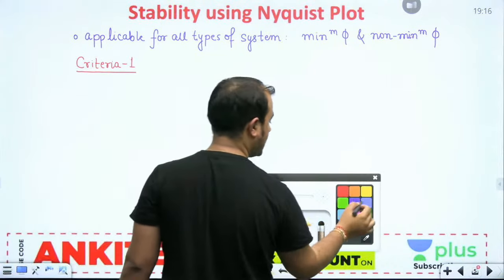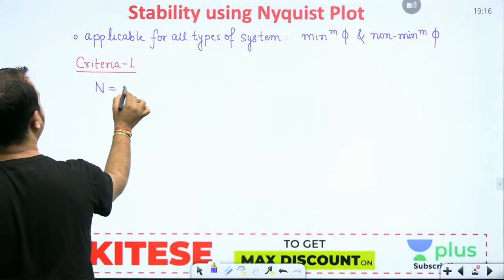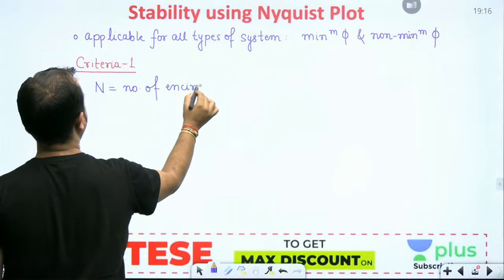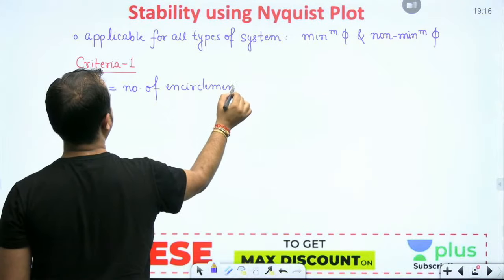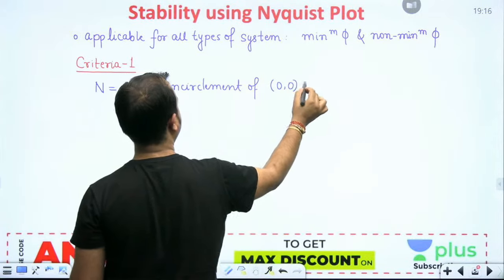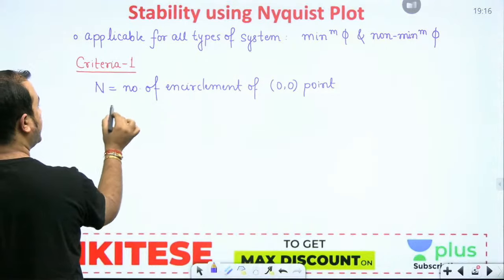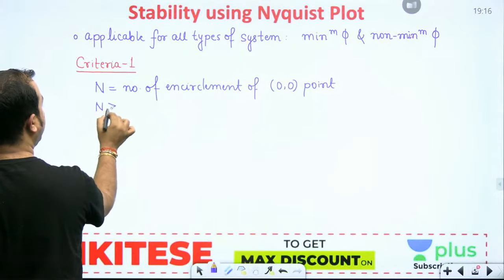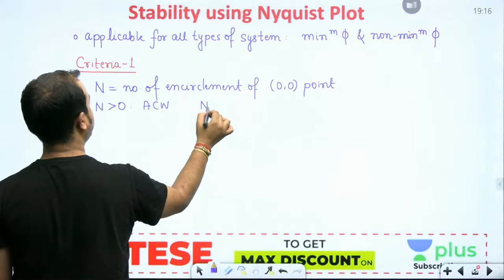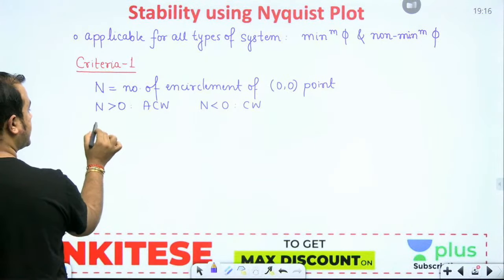Criteria number one. N is the number of encirclements of the 0, 0 point. N is greater than 0 for anti-clockwise encirclement and N is less than 0 for clockwise encirclement.